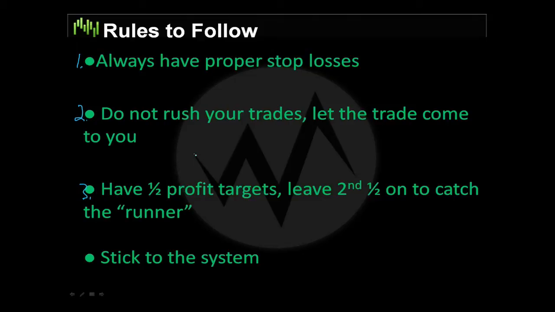Now, the reason I do this is because if a market, let's say you're long from here, and this market goes up, and you're up, let's say $1,000 a contract, well, then this market reverses and comes all the way back down and stops you out. Well, if you had taken off half profit there, you at least locked in some gains.